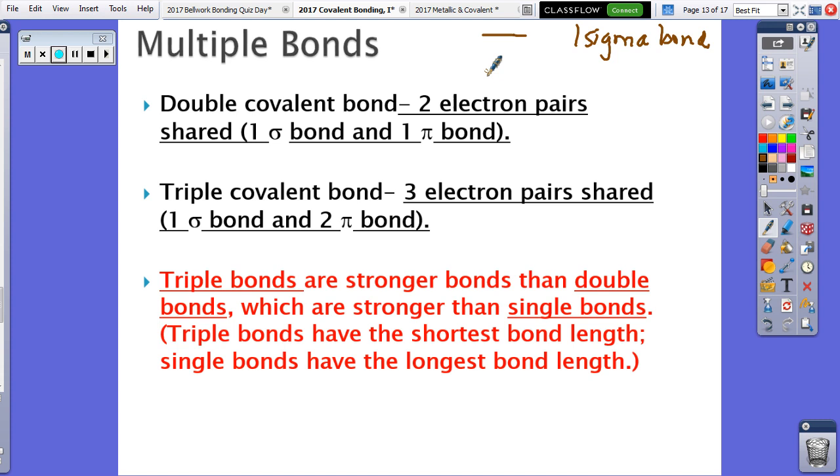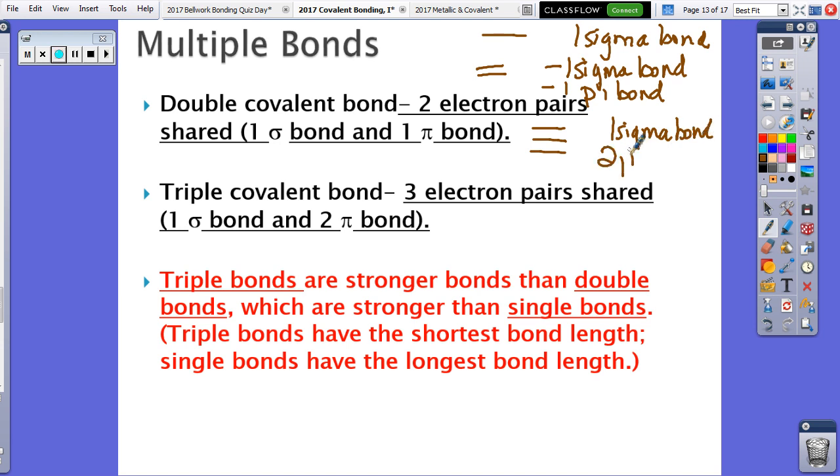Single bond is one sigma bond. Double bond has two pairs of electrons being shared. There's still a sigma bond, which is the initial point of attachment, but there's also another area in space where electrons are being shared, so we need something called a pi bond. So a double bond has one sigma bond and one pi bond. A triple bond still has one sigma bond, initial point of attachment, and it has two pi bonds because of the extra space needed for the extra bonds.